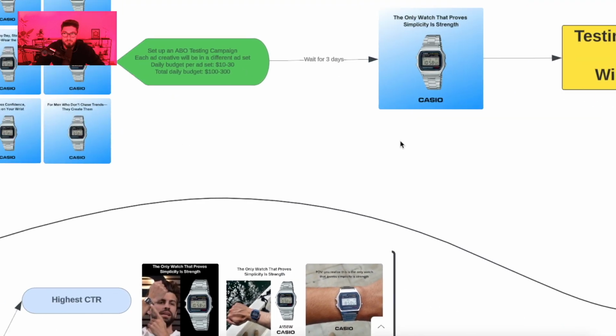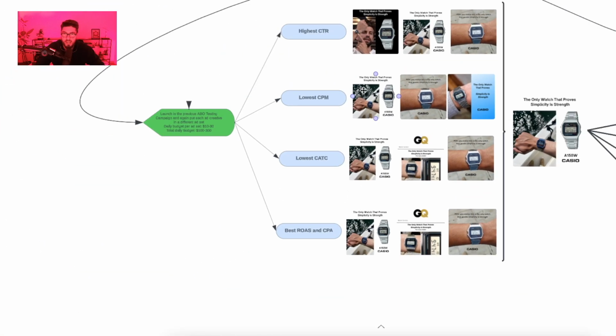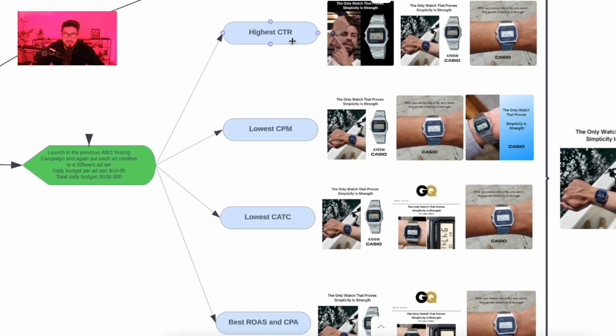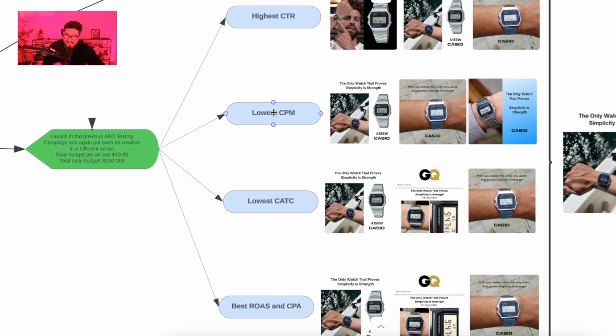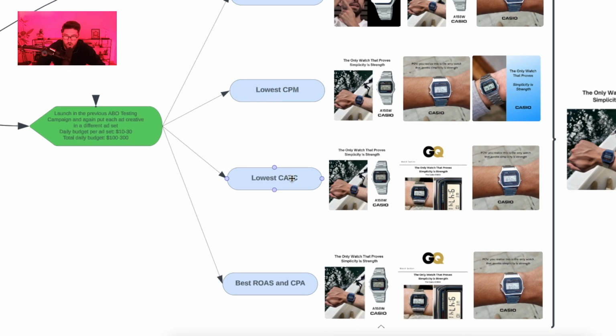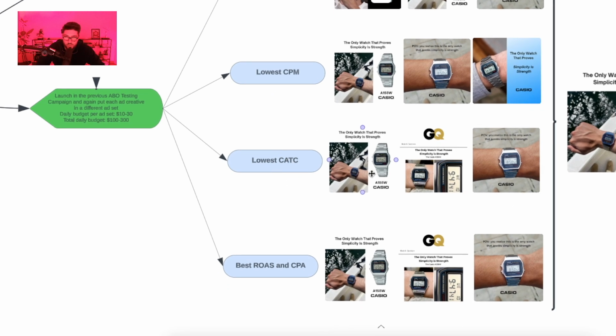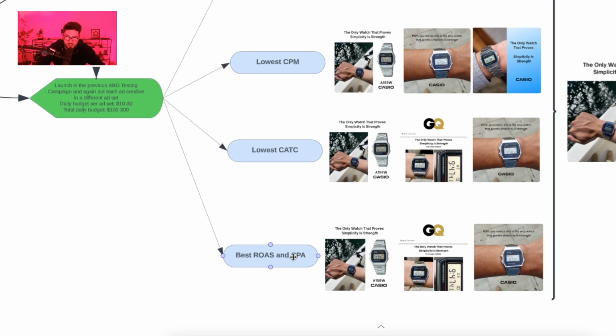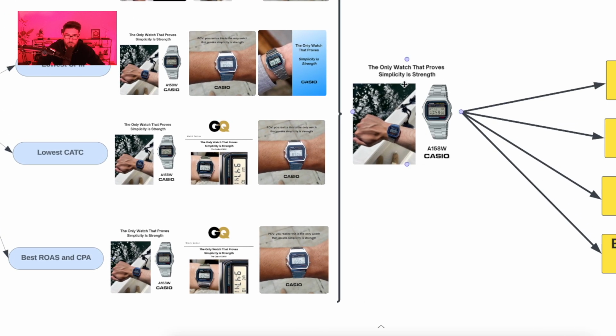And from this, boom, boom, boom, boom, boom, I check, and in my analysis, I see that the highest CTR is the famous football player, but I can understand people are not clicking because of the watch, but because of the person. So it's confusing. Lowest CPM, which Facebook loves, is this one. Lowest cost per add to cart, again, this one. Best ROAS and cost per purchase, this one. Okay, so this is my real winning ad.